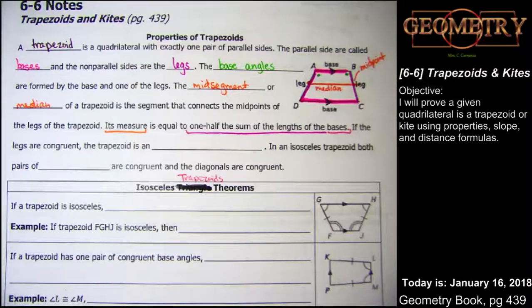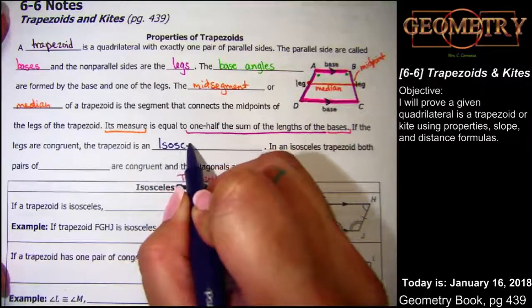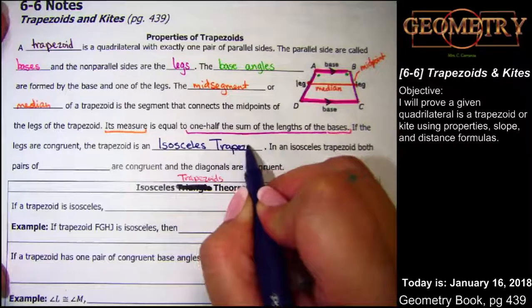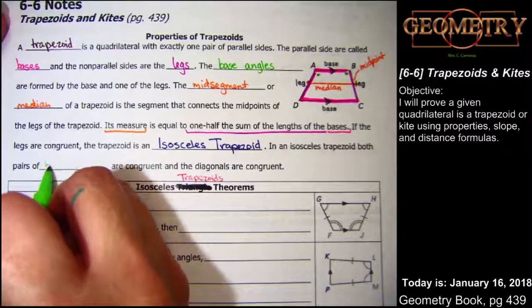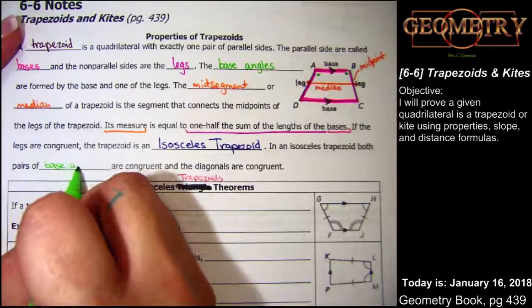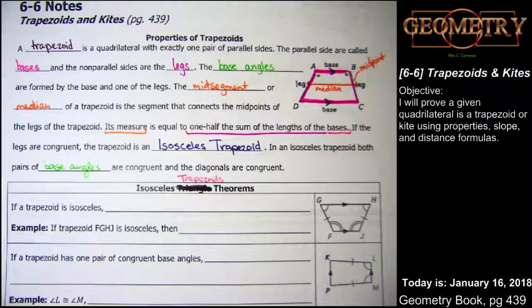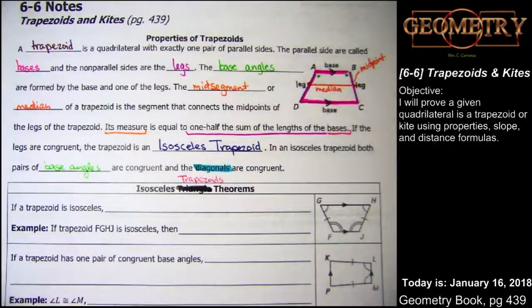Next item. If the legs are congruent, then the trapezoid is isosceles. And so we will call it an isosceles trapezoid. In an isosceles trapezoid, both pairs of base angles are going to be congruent to each other. In addition, we get as an added bonus the diagonals are going to be congruent.